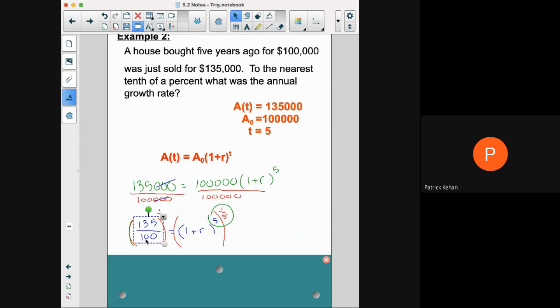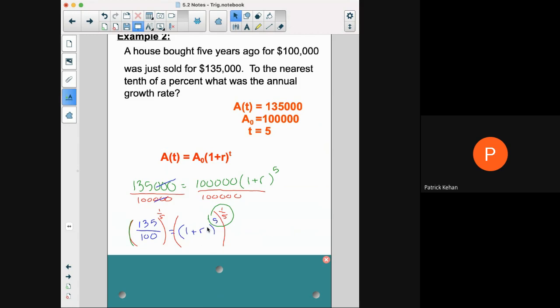And then once that is isolated, what remains on the right is here in blue, 1 plus R to the fifth power. Now, this is a little different. You may remember from Algebra 2, you may not. But our goal right now is to solve for R. So what we have to do is separate the exponent here from the quantity 1 plus R, right? So if this was an exponent of 2, you would take the square root of both sides. It's an exponent of 5, so you can take the fifth root of both sides. And you can use your calculator to do that.